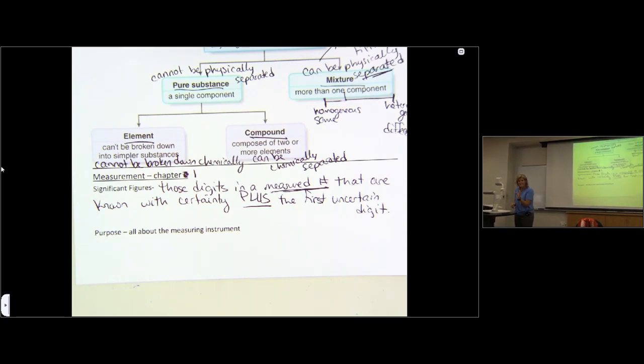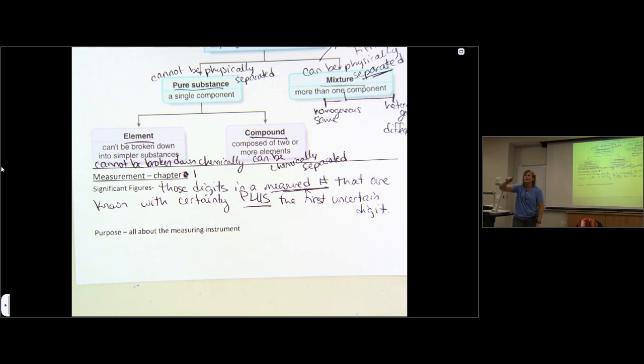And it says the significant digits are those digits in a measured number that are known with certainty plus the first uncertain digit. That uncertain digit is the guessed at digit, which means let's say that someone measured me with a ruler or a measuring tape that was marked off every inch. Every inch there was a mark, okay? That means with certainty I'm 68 for sure, right? Because you had a mark at 68.